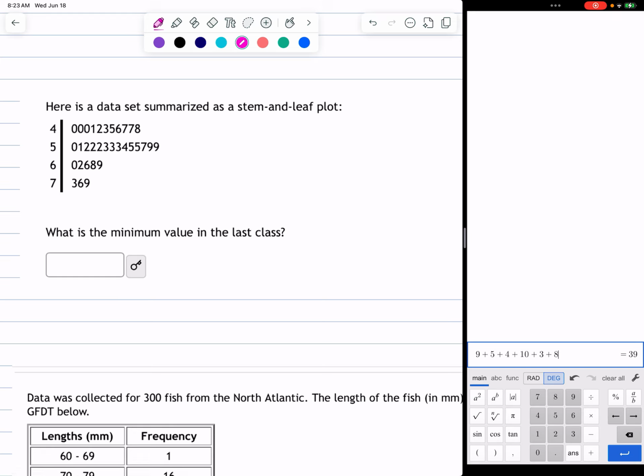So you have another stem and leaf plot. We want the minimum value, so the smallest value, but don't stop reading, keep reading, in the last class. So that means we're looking at the 7 row. So my stem is going to be 7. In that class, I have a 73 and a 76 and a 79. So I pull out the smallest one.